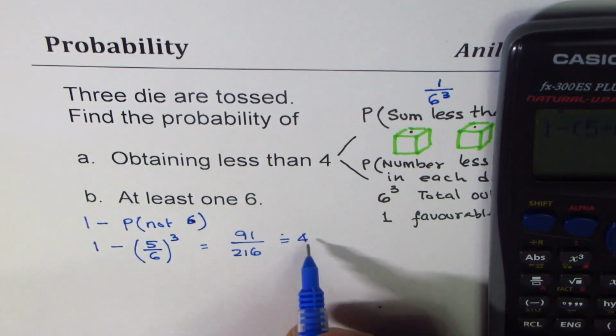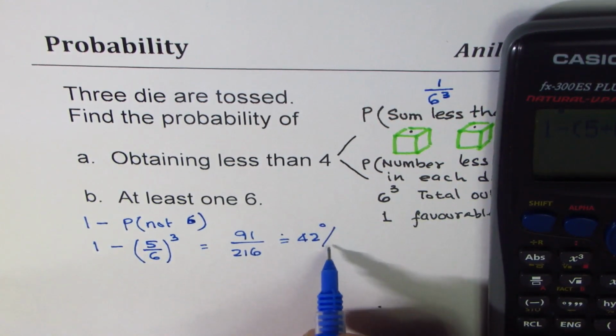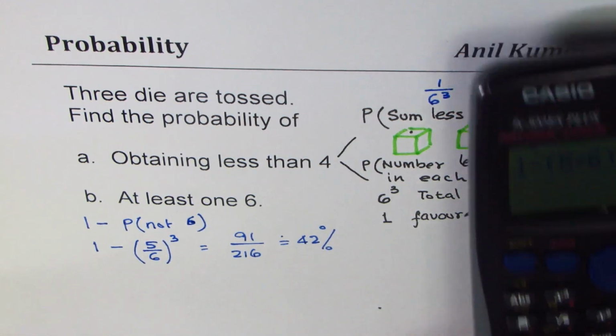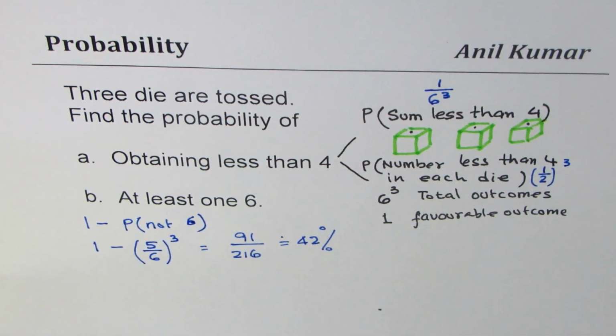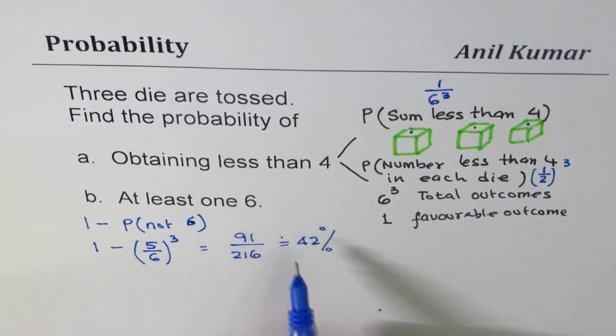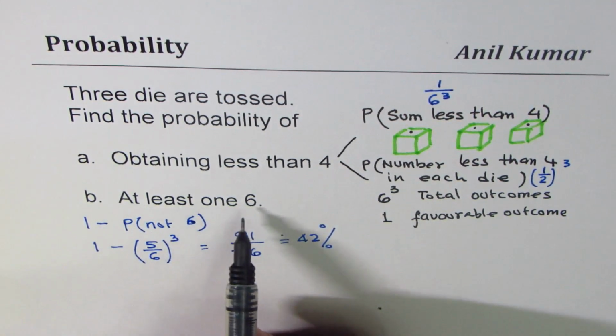You would convert to decimals, approximately 42%. So the probability of getting at least one 6 is not really very high. You can see it's 42%. It looks as if when we throw 3 dice we may get one, but it's slightly less than 50%, right? So that is how you could answer part B, at least one 6.